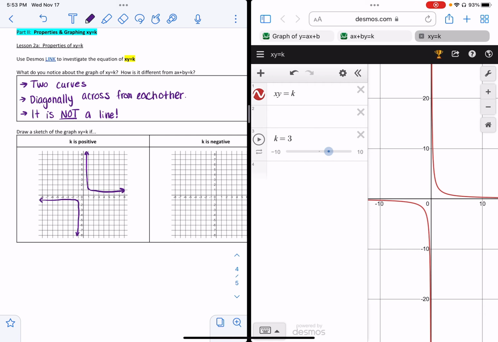Now let's see what happens when k is negative. Let's make k negative. If we look here, see when it switches over to negative? We notice those curves now in the other quadrants. It's flipped now. So they're still diagonal from one another, but they're just on the other side. So we'll draw that little diagram here.